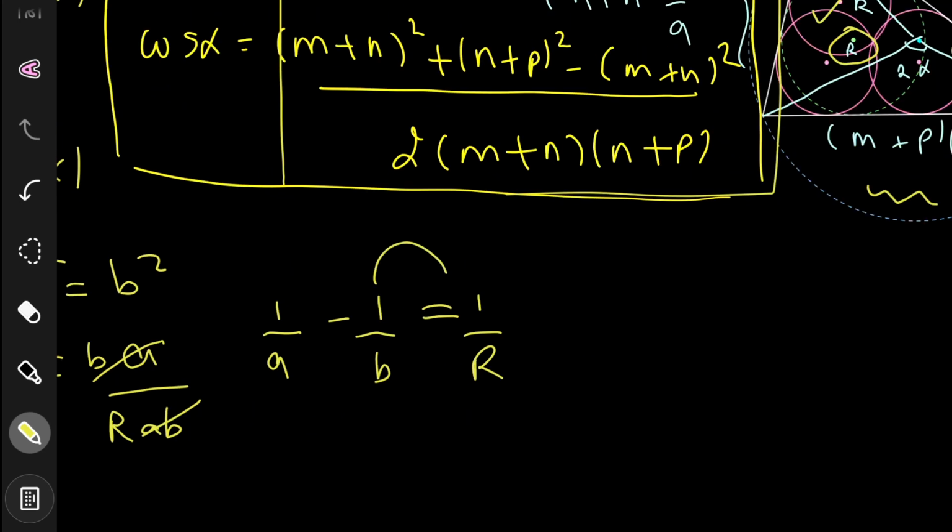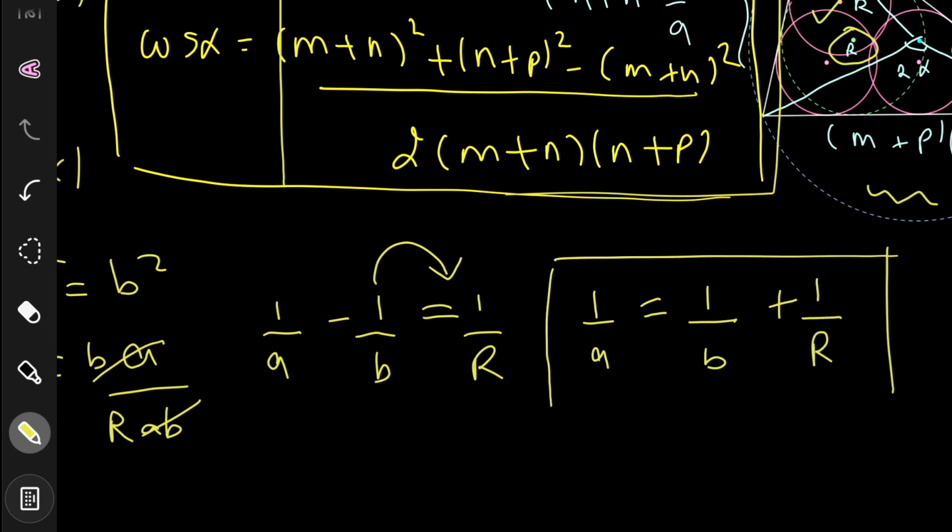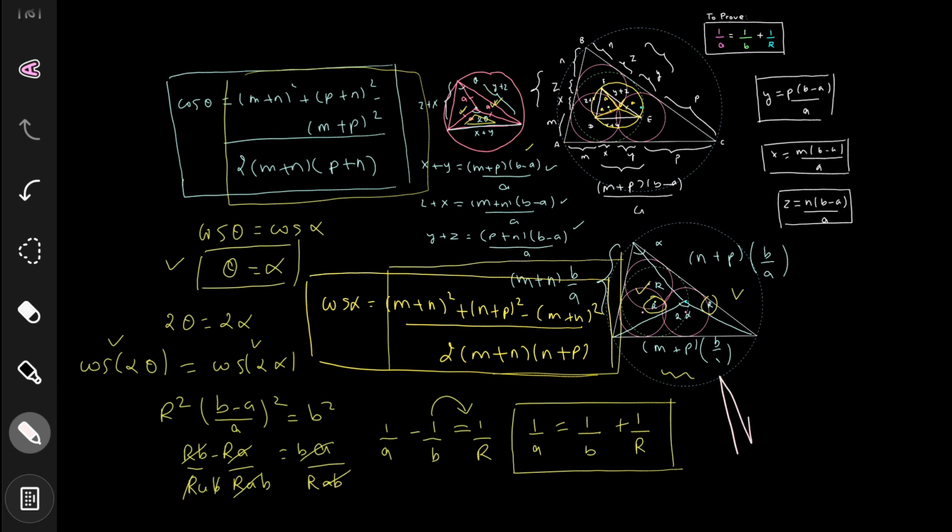Now by moving this term to that side, we will get the value of 1 upon a equals 1 upon b plus 1 upon r. And that's the answer that we were looking for. So this was my way to solve this particular theorem.